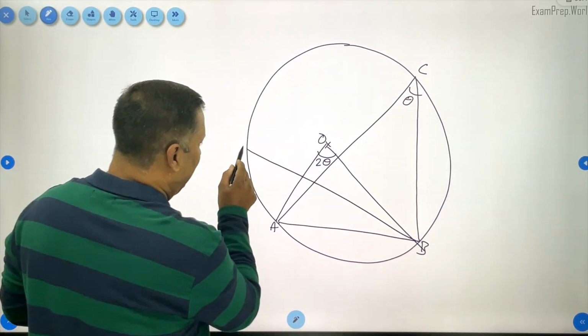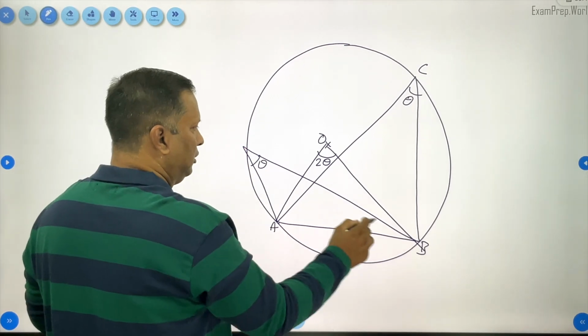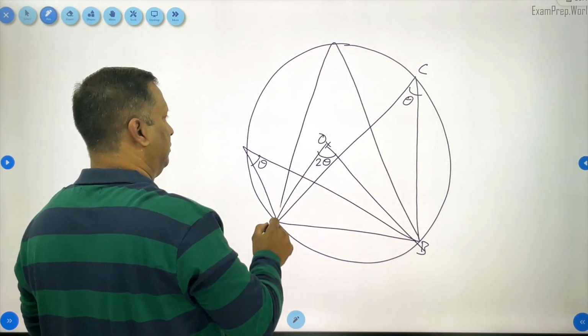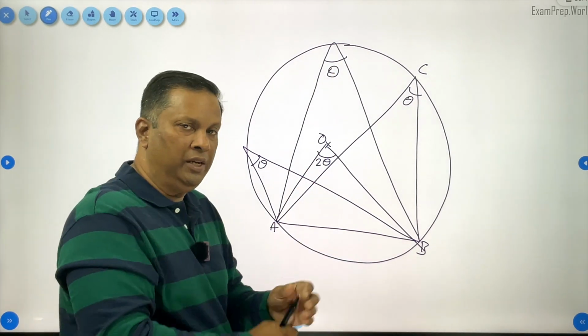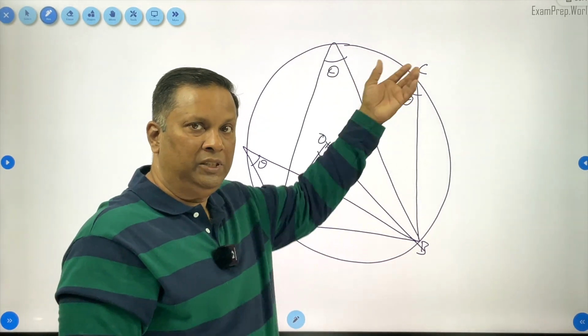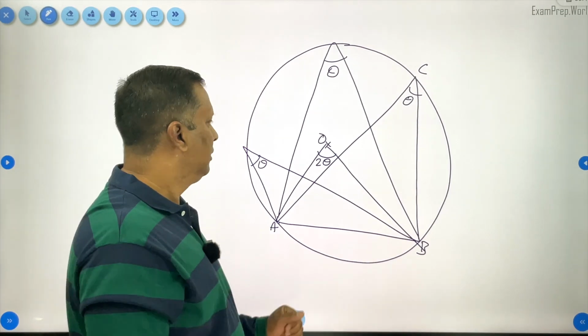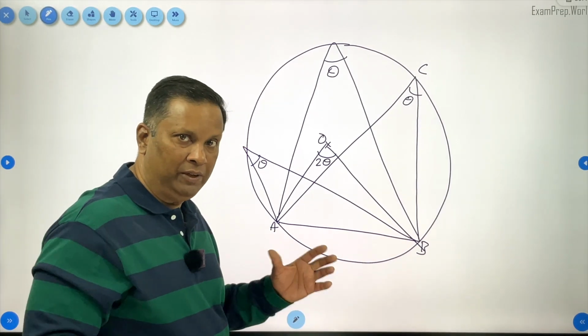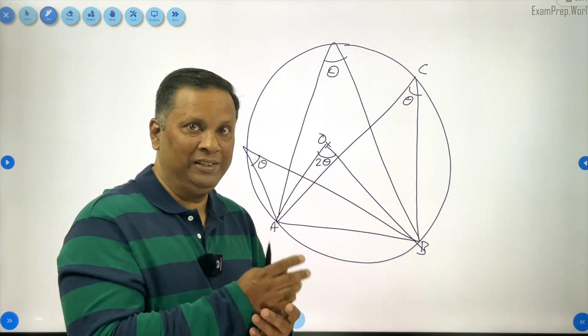Now what will be the value of this one? This is on the segment, so it has to be theta only. What is the value of this one? Also theta. At the center, the chord makes double the angle which it makes at the segment. That one you have to remember. Now we have understood these two theorems. Let's begin our questions to find the unknown angles in the circle.